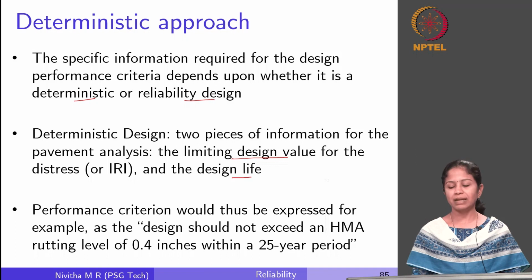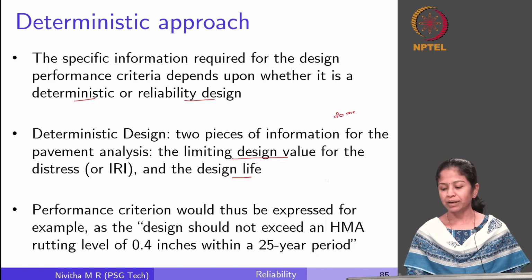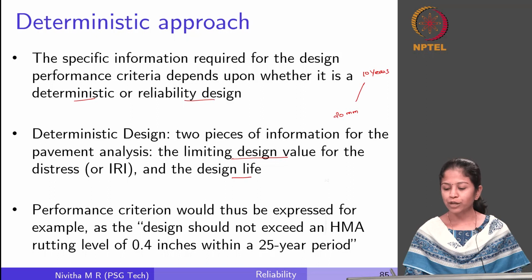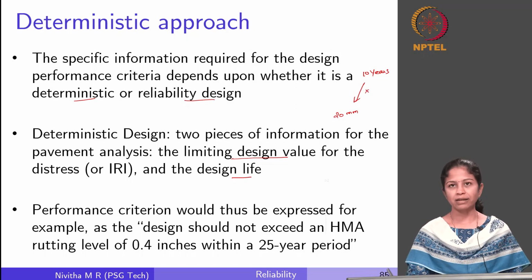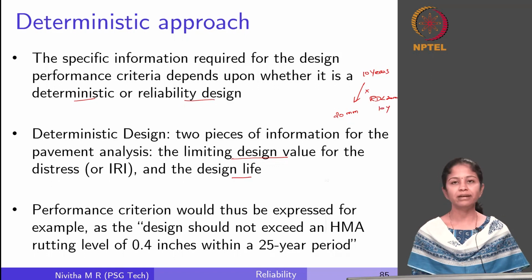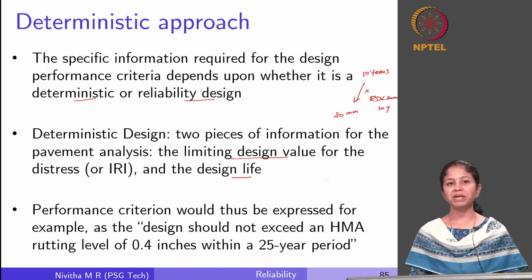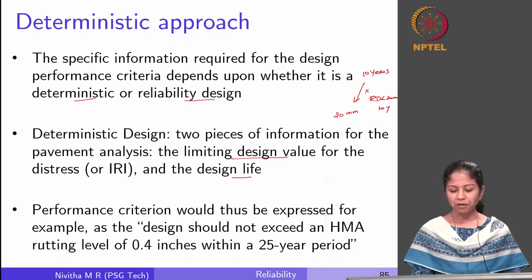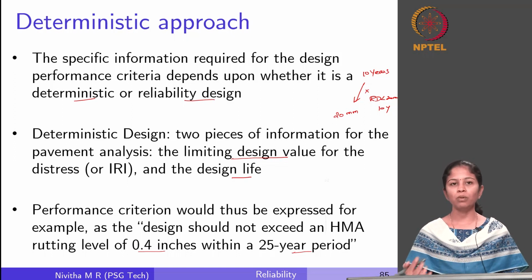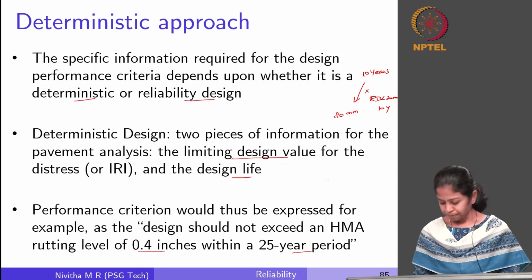So let us say I am interested in rutting and 20 mm rutting is my desired level and my design period is 10 years. I should design my pavement so that I do not reach this 20 mm in 10 years, or my rut depth is less than 20 mm in 10 years, right. So these are the two pieces of information that we require. So performance criterion would thus be expressed as: design should not exceed an HMA rutting level of 0.4 inches within a 25-year design period. So that is how we define the performance criteria.